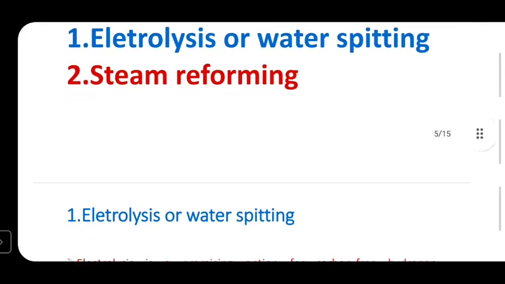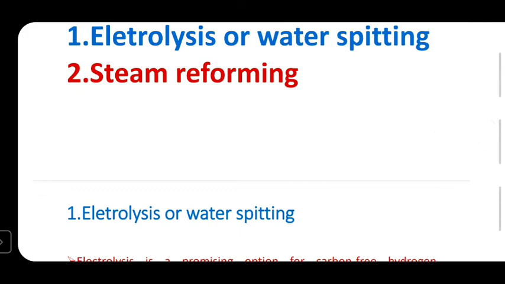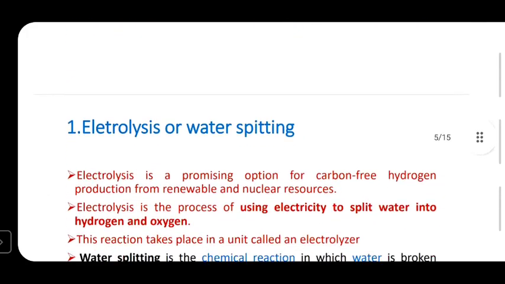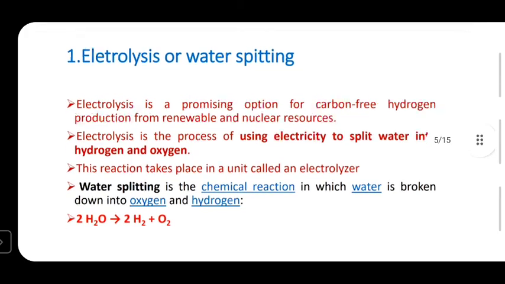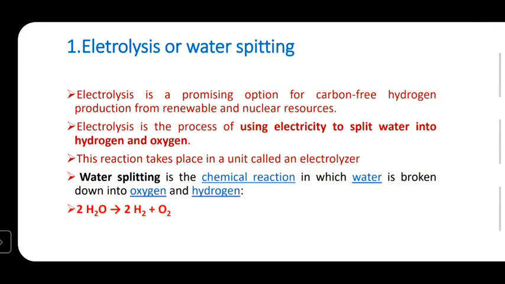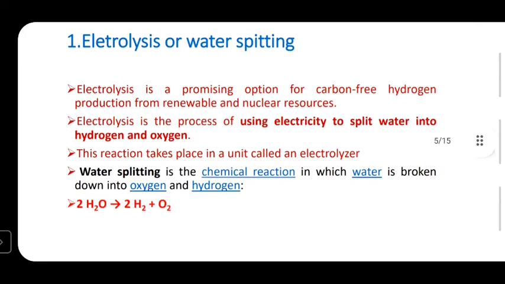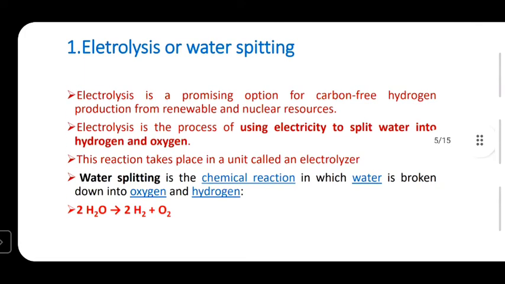Now, what happens in the case of electrolysis or water splitting? This is one of the oldest methods of producing hydrogen. Maybe in the 18th century, research took place to produce hydrogen. In this electrolysis method, as all of you learned in chemistry, there are cathode and anode, and a chemical reaction takes place.